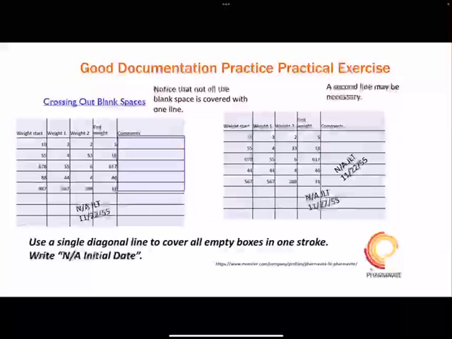Because if I started in the very bottom left and went to the very top right, I would invalidate all of the data. For each line, you are going to write NA, your initials, and the date. In this case, the what is the NA, so you still have the format who, when, what.